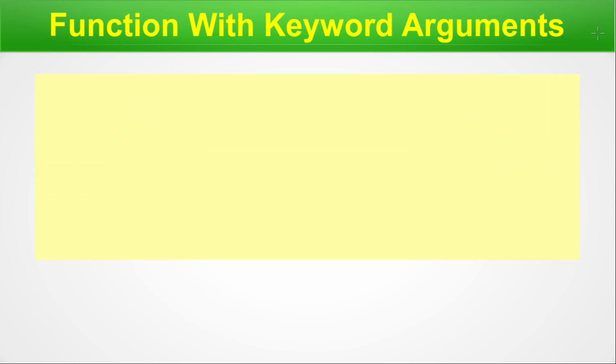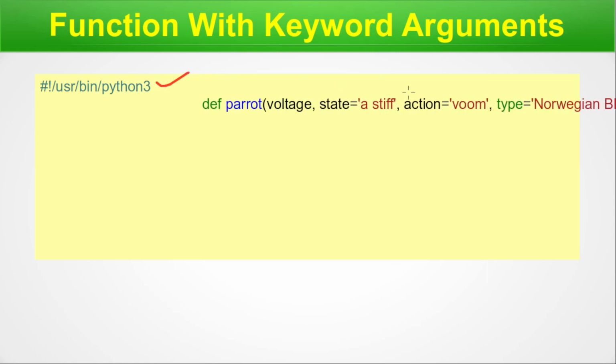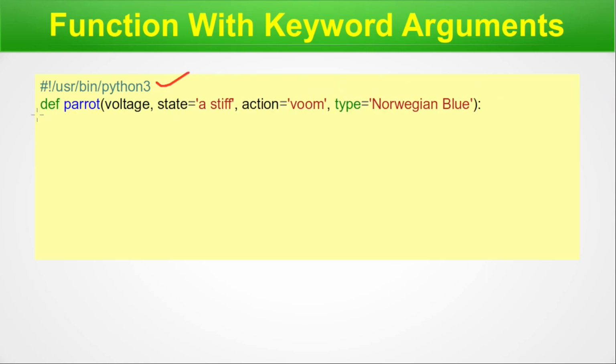First, here is our code. Here goes the first line, which is an interpreter. And here we have a definition. Remember, like the previous function, here we will give a definition of the function and later we will use it in actual code. So we will make you understand, otherwise it will be very difficult because there are several variables and they mean different things to you and maybe to the end user. So we have a function parrot, we have voltage, state, action, type. You can see these are already containing values.